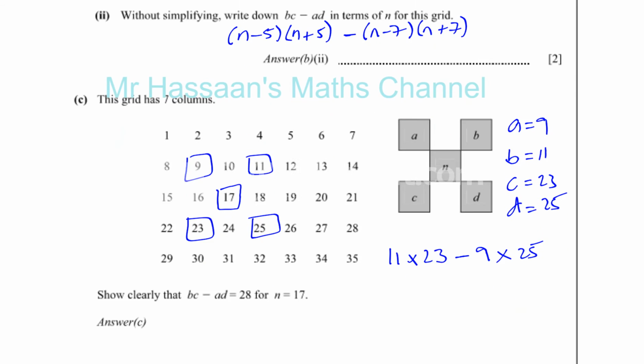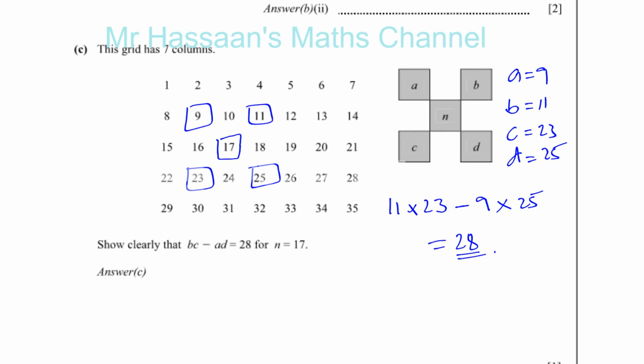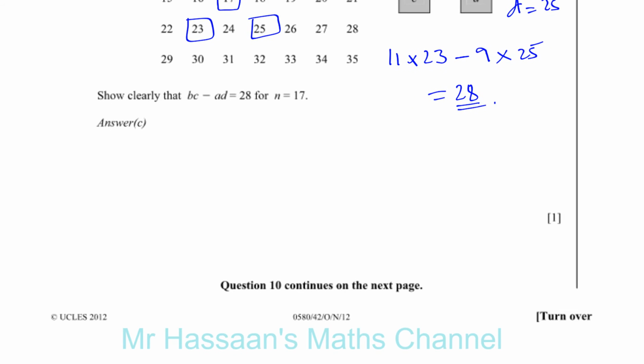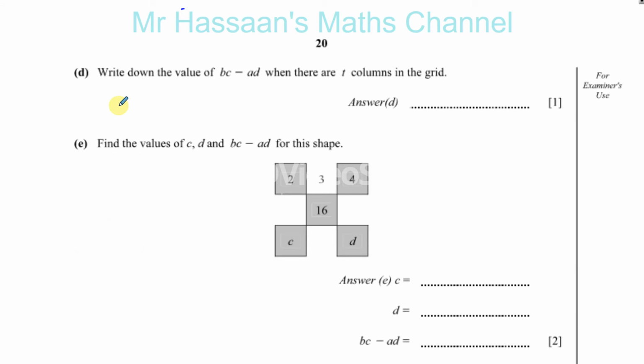Now we're going to do part D, which is actually the question that the student asked in the first place. However, of course, we can't do just D on its own. If I look at this, I won't know what it means until I've done the questions before it. So it says, write down the value of BC minus AD when there are T columns in the grid.